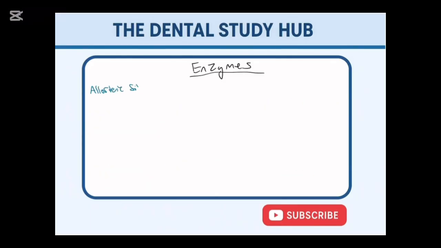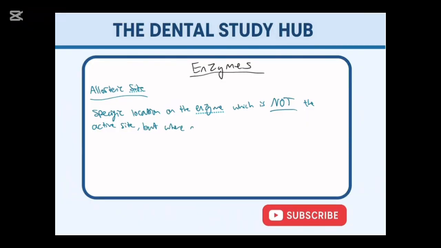So finally, we can move on to the allosteric site now. This one's a little bit more tricky, but I'll make it really easy. This is a specific location on the enzyme, and this is key, it is not the active site, but it is a specific location on the enzyme. And this is where we can have binding of regulatory molecules, and these can be effectors. So I hope that has made it really, really simple.